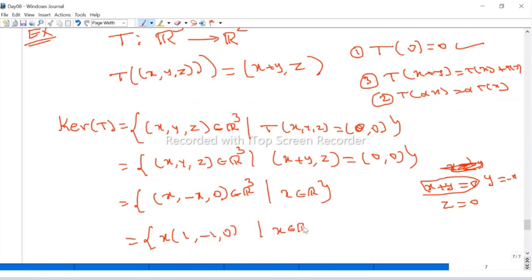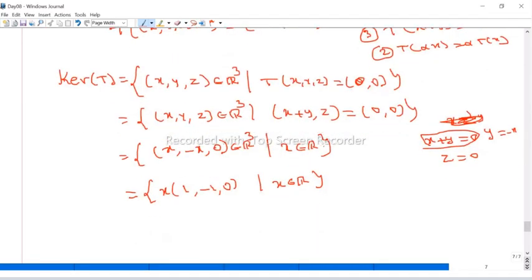Therefore the kernel is actually spanned by the vector 1, minus 1, 0. So only one vector, but any element in the kernel is of the form x, minus x, 0. This is the kernel of T. Now what is the dimension? The dimension of the kernel of T is only one, because the single vector 1, minus 1, 0 spans the entire space. Therefore the dimension of the kernel is 1.